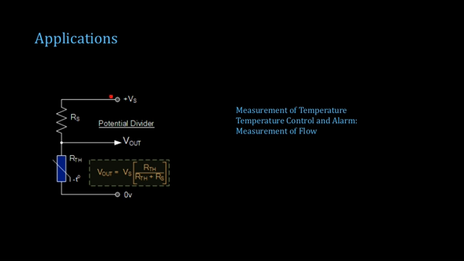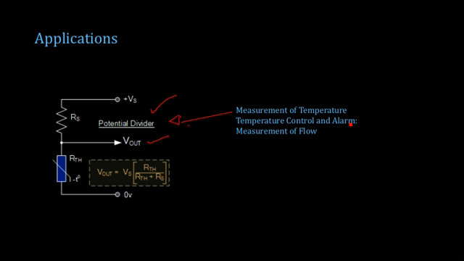Now, one of the applications of this thermistor is as a measurement of temperature with the help of a potential divider circuit. Once the temperature of this particular thermistor changes, the resistance changes, and you get an output voltage in terms of the resistance of the thermistor. That output voltage can be an indication of the temperature that is changing.